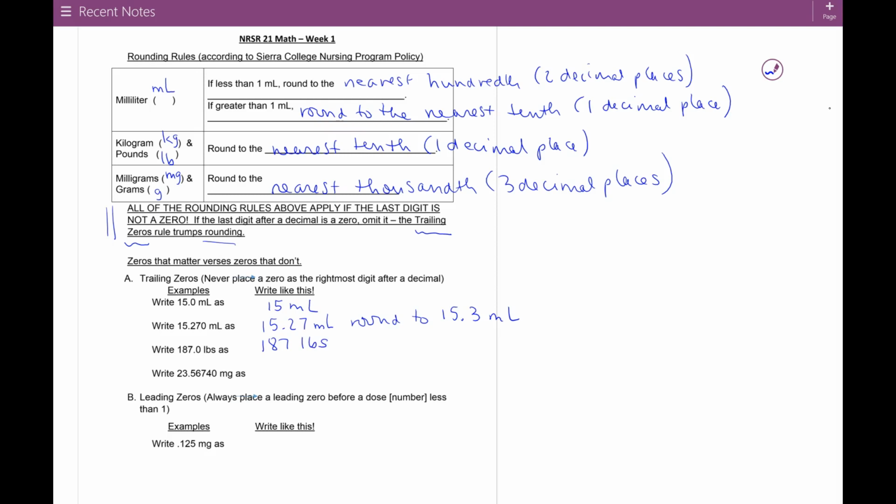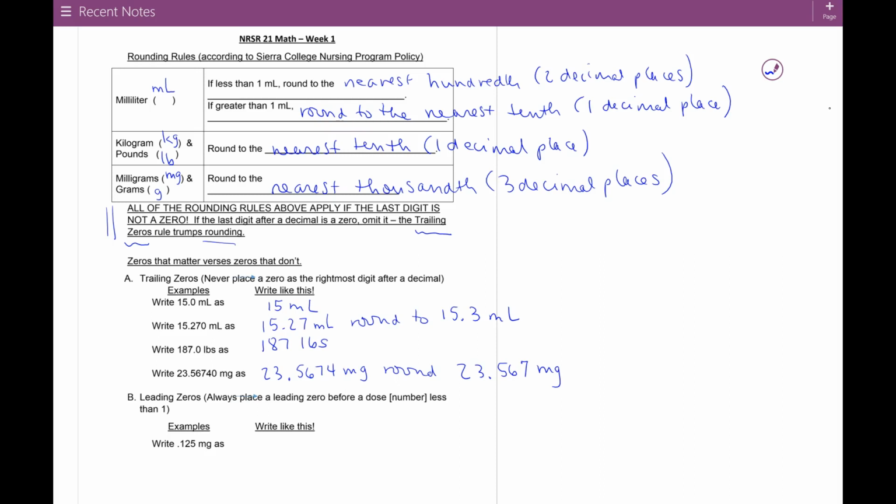Then 23.56740 milligrams, we should write as 23.5674 milligrams by the trailing zeros rule, but then we should round its milligrams to the nearest thousandth, 23.567 milligrams. Leading zeros are a lot simpler.